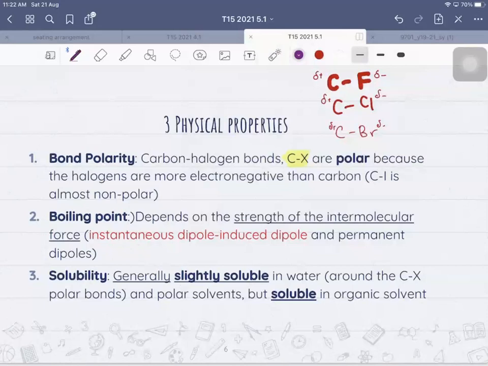Okay, now that we know these two intermolecular forces are present, the boiling point depends on the factors that affect the strength of the intermolecular forces. Okay, so for ID-ID force, we know that there are two factors. The first one is the number of electrons, which I think most of you should already remember by now. And the second one is the surface area of contact.